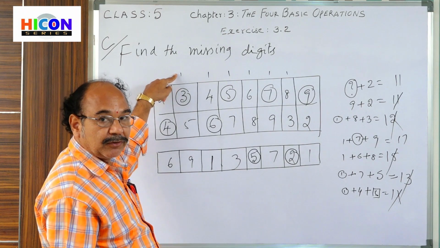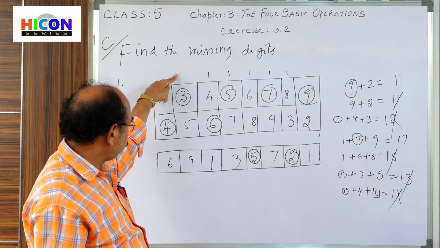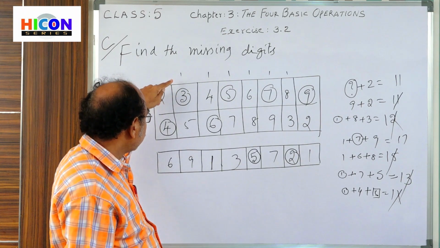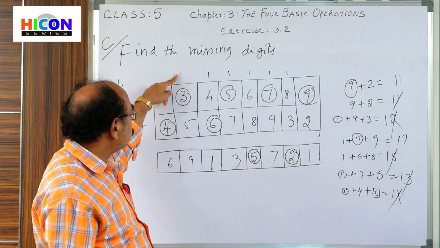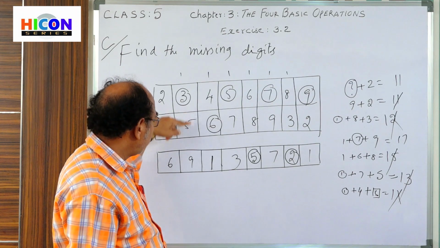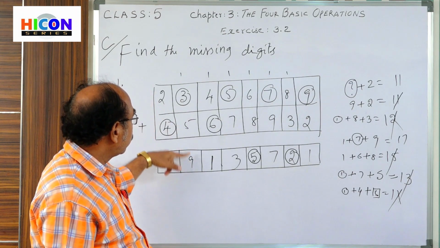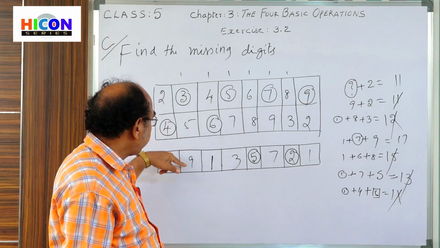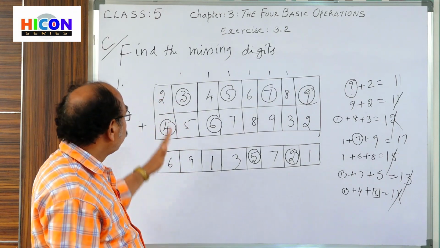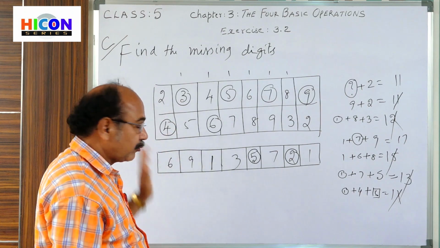Now 5, 1. How much 5 plus 1? 5 plus 1 is 6. To 6, how much is to be added to get 9? Here 5 plus 1, 6. To 6, how much is to be added to get 9? So 3. 5 plus 1 is 6. 6 plus 3 is 9.